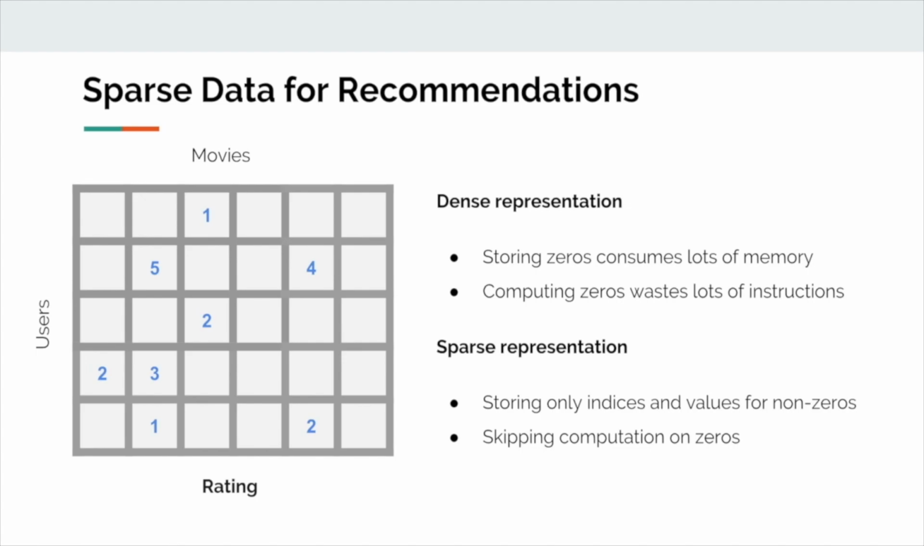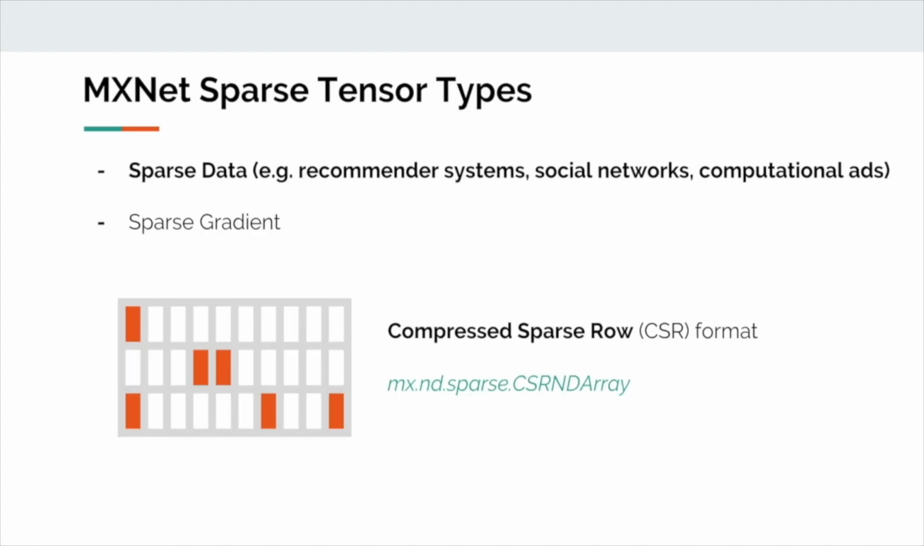So the example I gave you is a recommender system example. This is a huge matrix with a few non-zero entries. And you can find a similar pattern when you're working on social networks, where you have the friendship relationship. There are a billion users, but each user is only friends with 1,000 or so. In MXNet, you can use the CSR format to represent this kind of sparse matrix. Now, another kind of tensor that is sparse is the gradient.